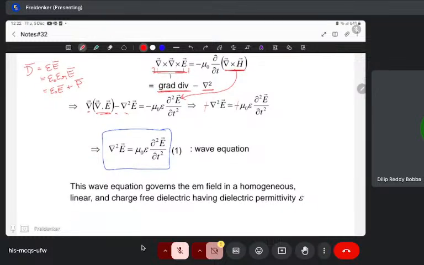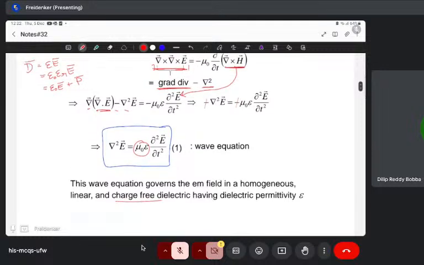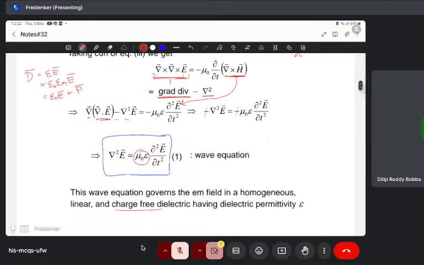So this is the wave equation which we got from Maxwell's equations. So what are the assumptions that we took? It is moving in a medium. There is no current. There is no charge. So charge free, current free, homogeneous and linear, in the sense these are not changing in the medium. Mu naught is a constant. The permittivity is constant as well. Both of them are constant. A wave equation of a vector field. Let me just write this.